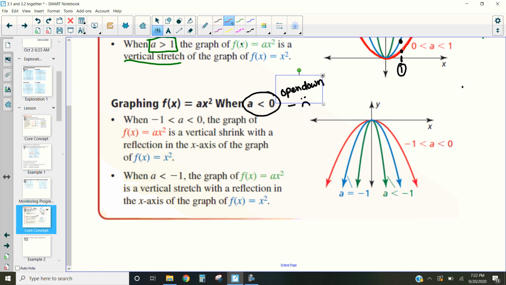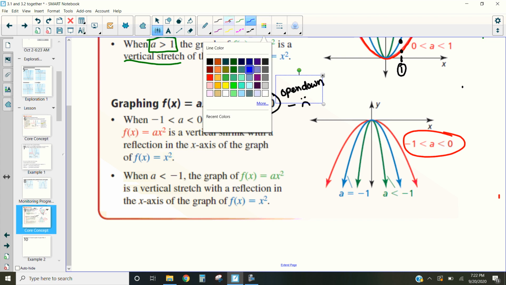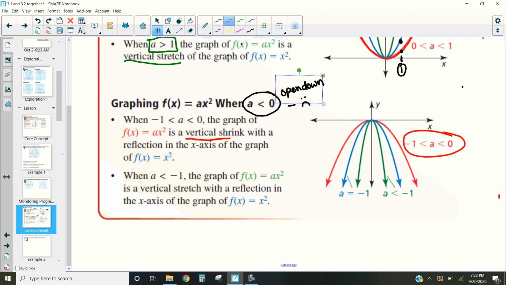Just like before, if a is a negative fraction, so negative 1/2, negative 3/4, negative 1/16, we are still going to have that vertical shrink occurring. The distance we have to go when we go over 1 is going to be less than it would be if we were looking at our parent function. Similarly, if a is less than -1, so really -2, -5, -10, if it's more negative than -1, then we have that vertical stretch that occurs.